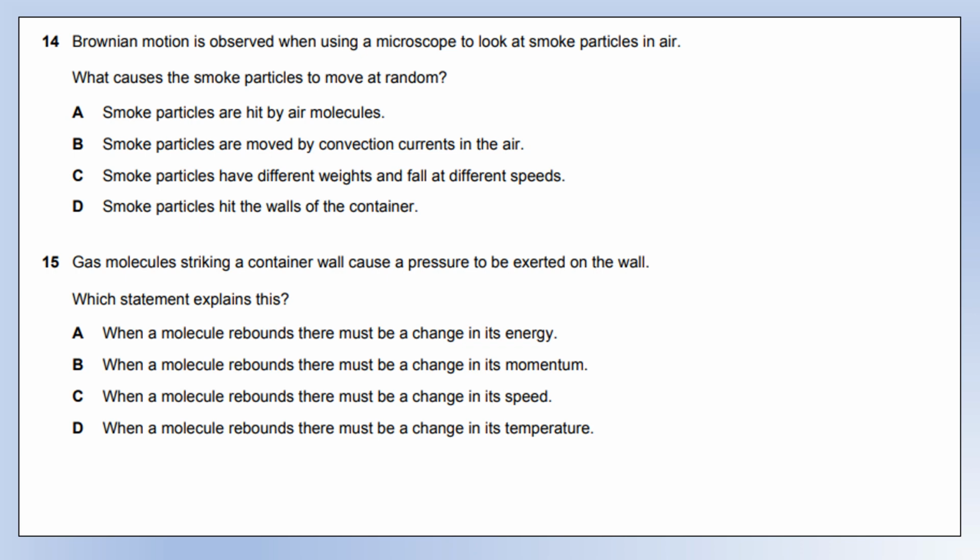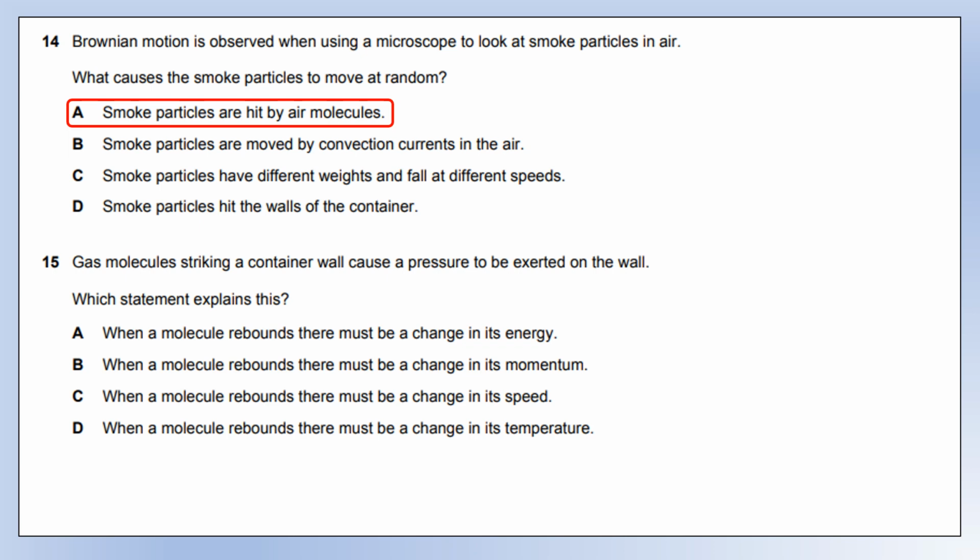Brownian motion is observed when using a microscope to look at smoke particles in the air. What causes smoke particles to move at random? Well, it's the smoke particles being hit by air molecules. That's what, and we can observe the smoke particles and we can see that.